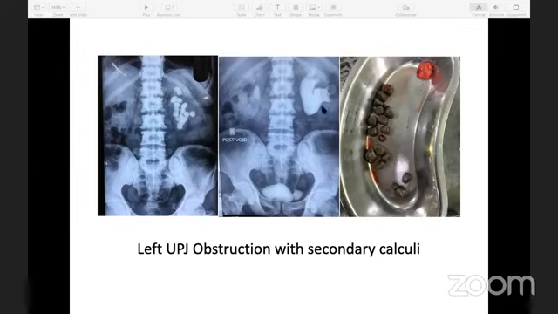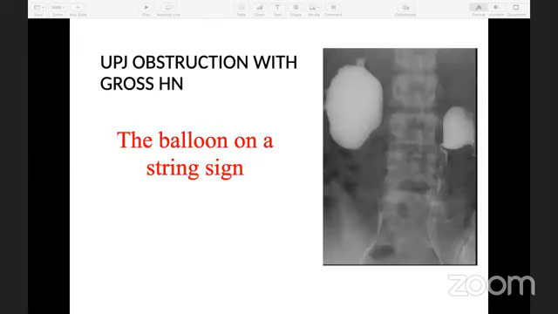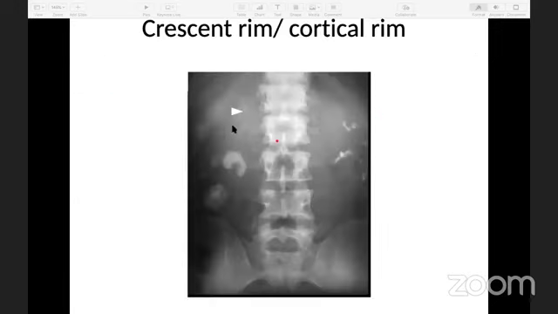Here, UPJ obstruction on the left side is associated with multifaceted secondary calculi. Left UPJ obstruction with secondary stones. Bilateral UPJ obstruction with severe hydronephrosis mimicking the balloon on a string sign. Cortical rim sign on the right side in the case of severe hydronephrosis.